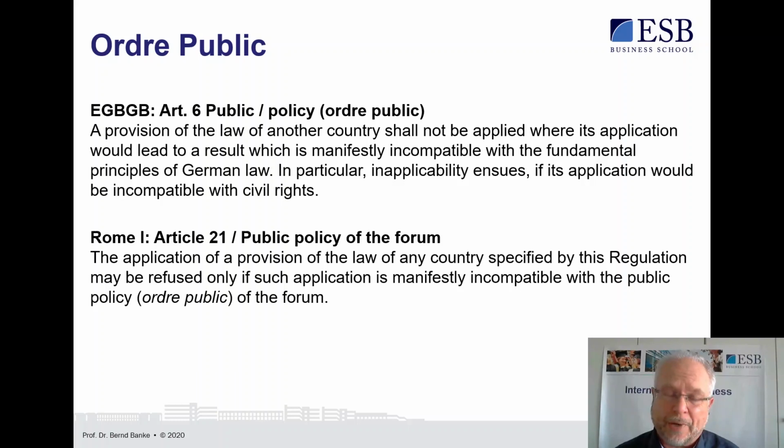Okay, so Article 6 of the Introductory Act to the German Civil Code and Article 21, it's just an example, you'll find it everywhere. They have about the same content. A provision of the law of another country shall not be applied where its application would lead to a result, that's the main point actually, to a result which is manifestly incompatible with the fundamental principles of German law. In particular, inapplicability ensues if its application would be incompatible with civil rights. Okay, that's the human rights, it's the civil rights.